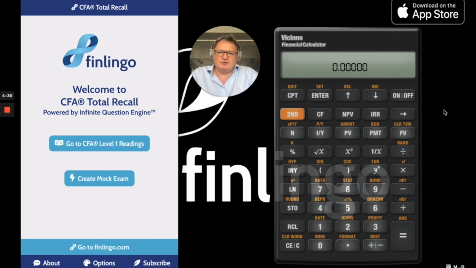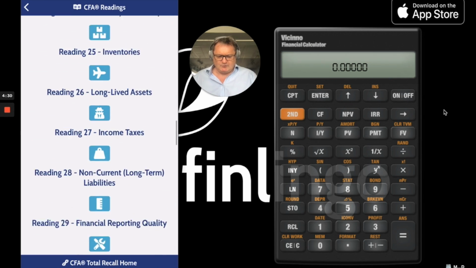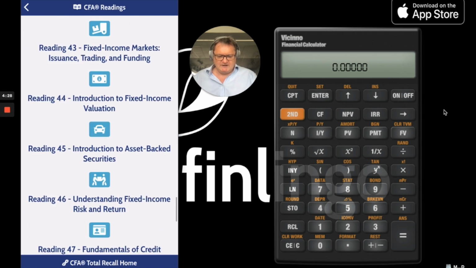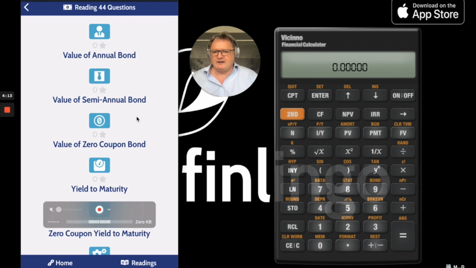So let's try to price then a zero coupon bond, a very popular question on the CFA Level 1 curriculum. So let's get down to reading 44, where this question lives, along with most of the other bond questions. Introduction to fixed income valuation, there we are. Let's go down to there, and then we have value of a zero coupon bond. Now we've priced the annual bond and semi-annual bond on other videos, so look out for those if you're interested in that. So let's get to a question then.